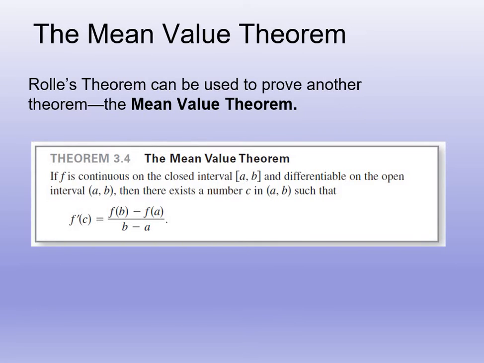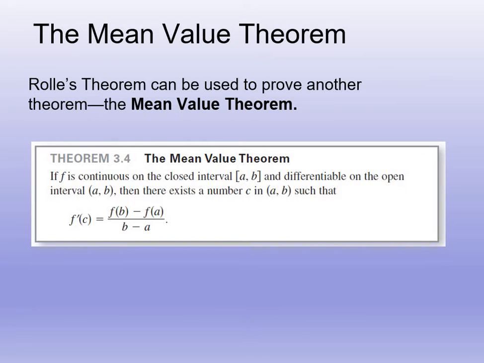All right, next thing we're going to take a look at is the mean value theorem. We can use Rolle's theorem to prove the mean value theorem. And remember, the word mean means average. So think about that. So let's take a look. We've got theorem 3.4, the mean value theorem.